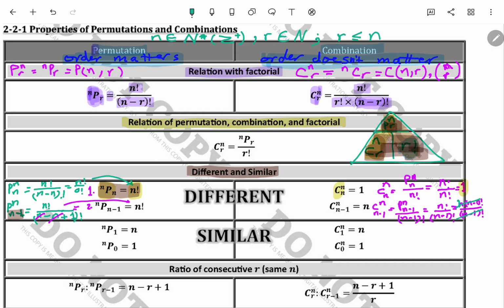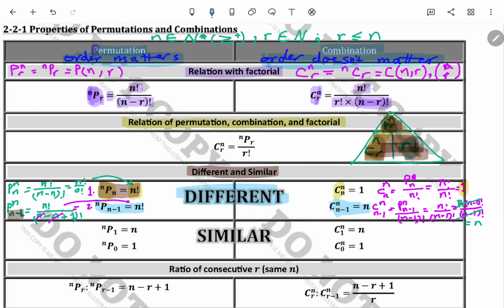And you will get n alone. And this is what you have exactly here. So you can see that you also have differences between n combination n minus 1, which is going to give you n, and n permutation n minus 1, which will give you n factorial. So they are completely different.